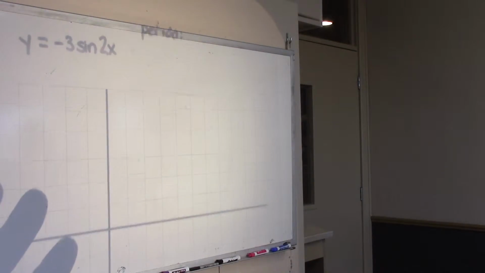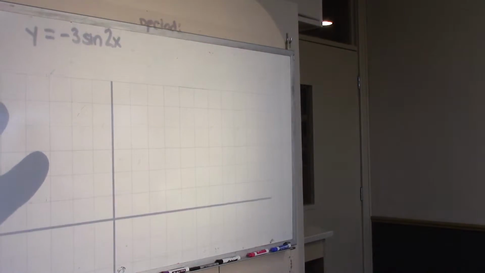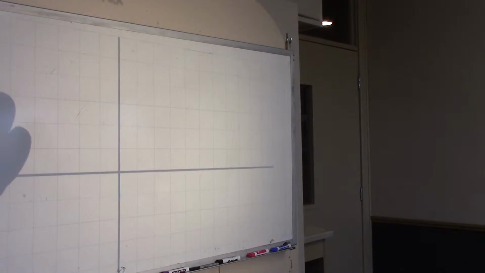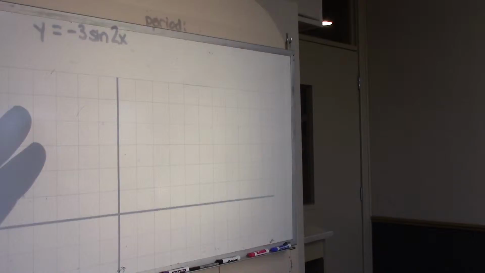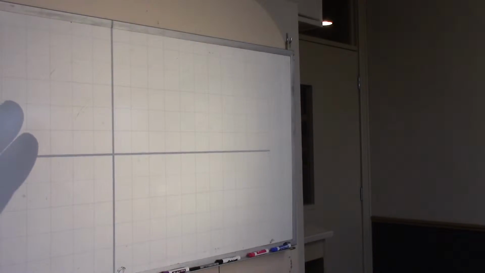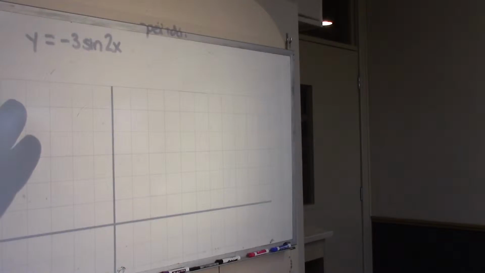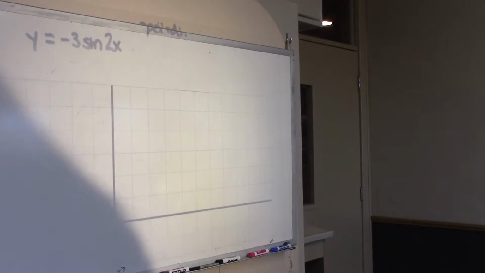Okay, so we have 5 examples. So it's best to get some graph paper and set up your axes so you're ready to go, okay? So this is -3 sine 2x. I feel like I picked the wrong one as the first one.